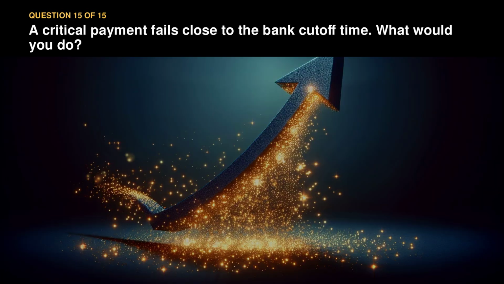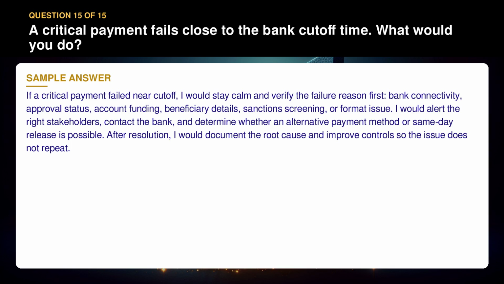Question 15. A critical payment fails close to the bank cutoff time. What would you do? If a critical payment failed near cutoff, I would stay calm and verify the failure reason first: bank connectivity, approval status, account funding, beneficiary details, sanction screening, or format issue. I would alert the right stakeholders, contact the bank, and determine whether an alternative payment method or same-day release is possible. After resolution, I would document the root cause and improve controls so the issue does not repeat.